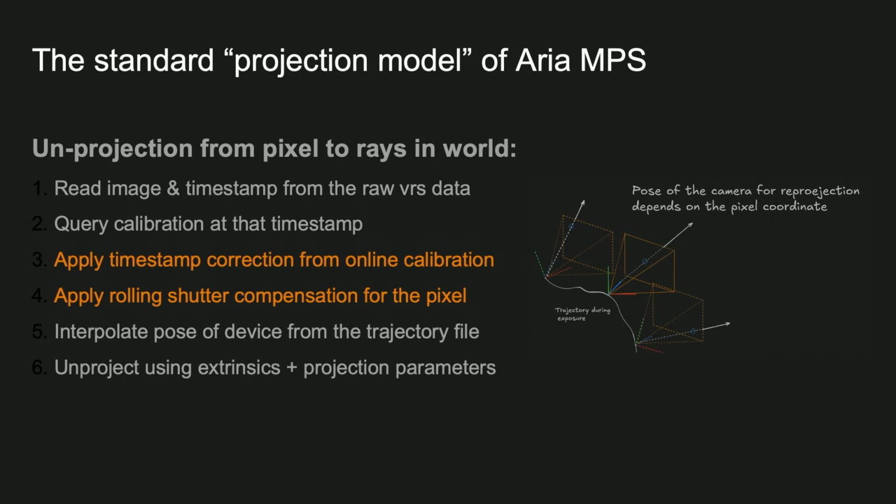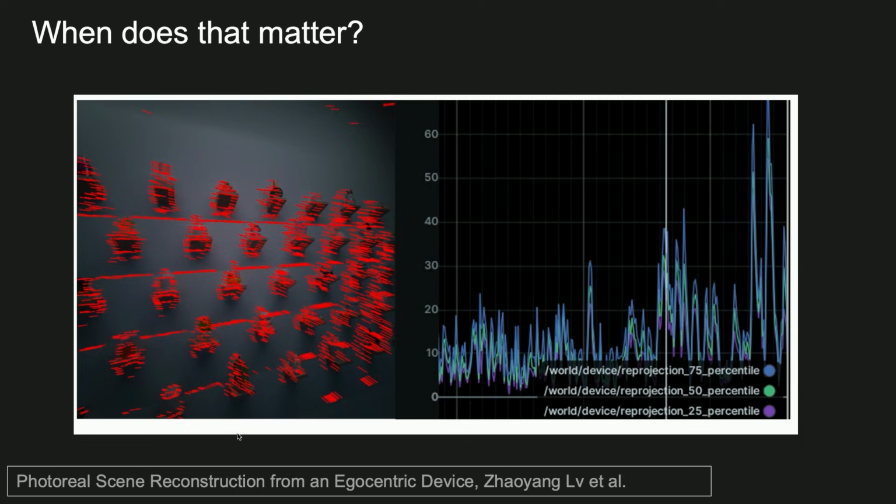Once you have the pose of the camera, you can unproject using the projection parameters. And this is a function that links a 2D coordinate to a 3D ray in the world frame. It's not a trivial function. It depends on a lot of calibration parameters. But whether you do it correctly or incorrectly matters a lot. For instance, one of my coworkers published a paper about photoreal scene reconstruction. So think about NeRF and Gaussian splat reconstruction.